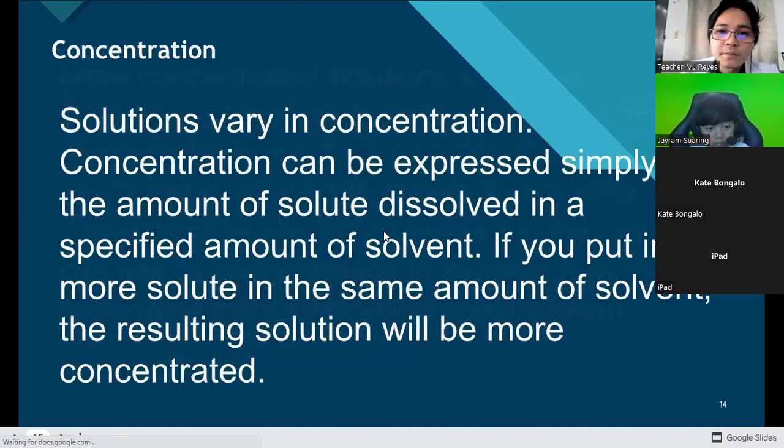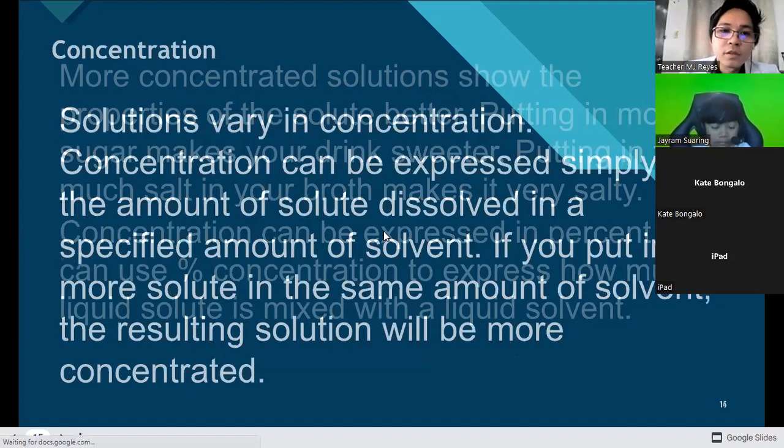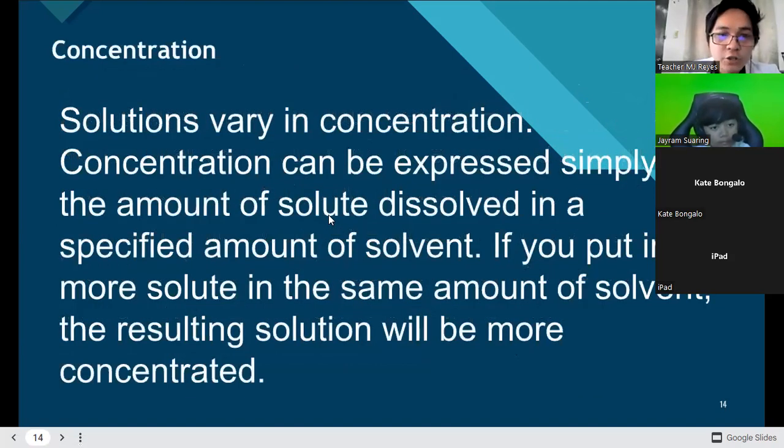Concentration. Solutions vary in concentration. Concentration can be expressed simply as the amount of solute dissolved in a specific amount of solvent. Again, the solvent is your dissolving agent. Your solute is the one being dissolved in a solution. If you put more solute in the same amount of solvent, the resulting solution will be more concentrated. That's concentration, because you are putting a lot of solute in a particular solution.